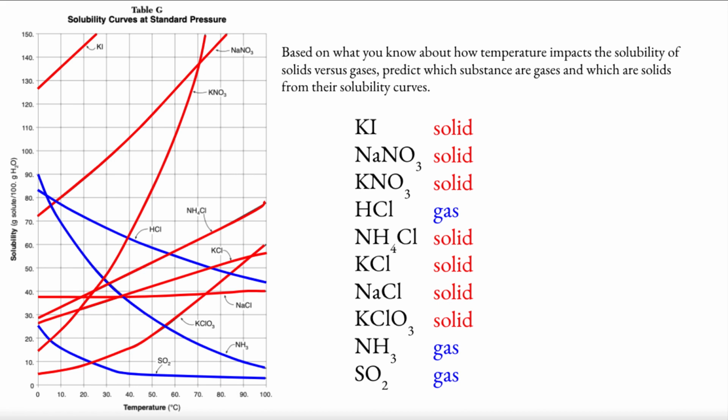Gases are already moving really fast. In fact, they're moving much faster than liquids. So gases actually need to slow down in order to be dissolved into a liquid. So for gases, they're more able to dissolve when the temperature decreases. Again, watch the last video again if you're not completely clear on that.